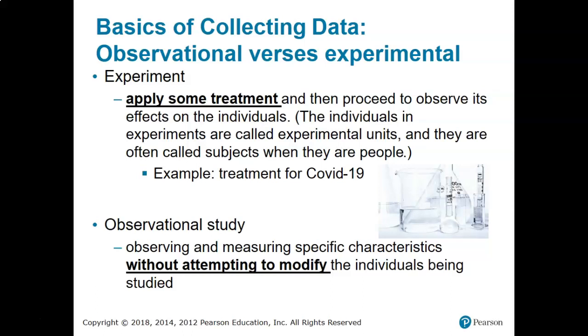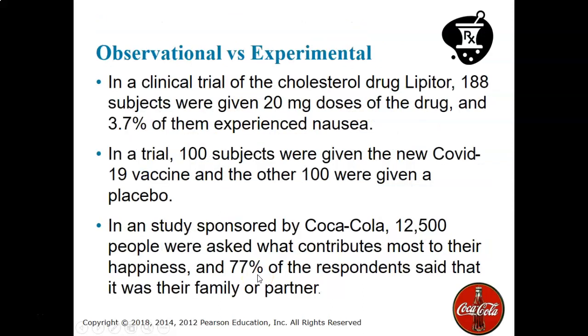Observational studies, you don't really attempt to modify the individual in any way. So you just observe and measure some type of specific characteristic. So we see the experimental ones a lot of times when we're having medical studies and so forth. Observational may be a little bit more with social issues and things of that nature. Okay, so here are a couple examples.